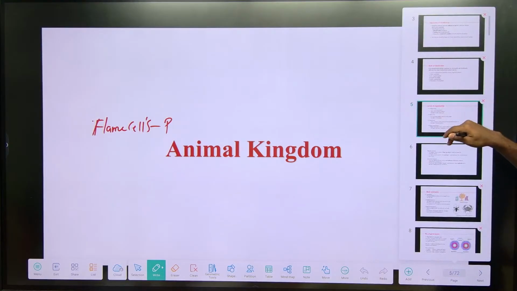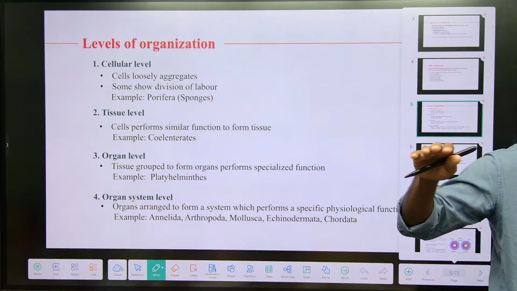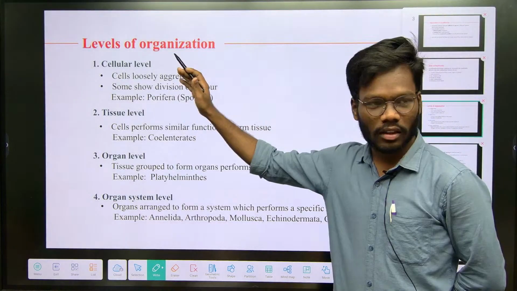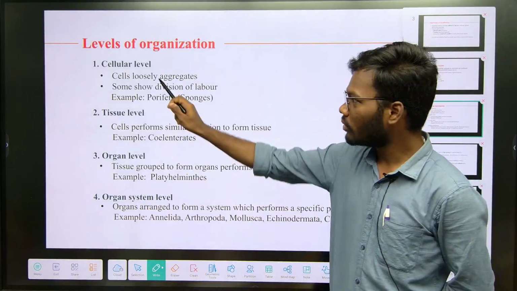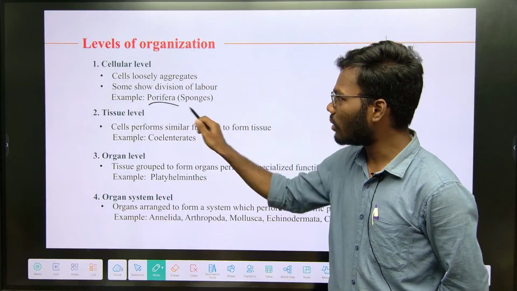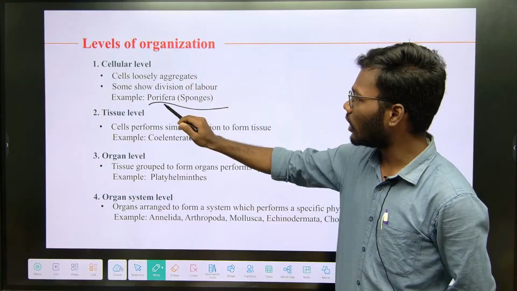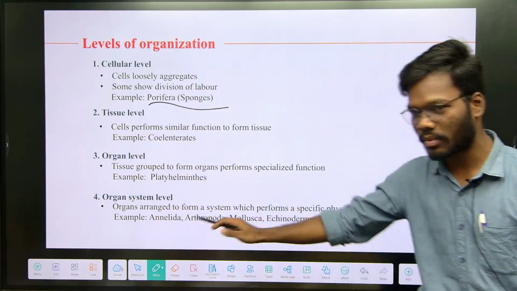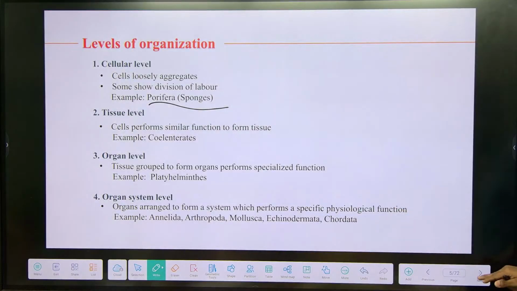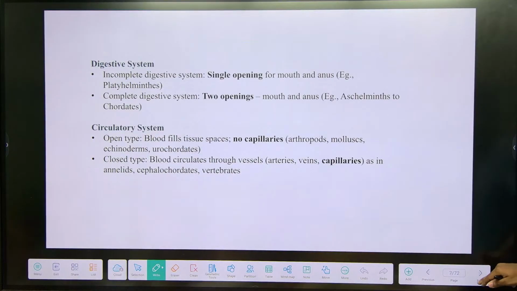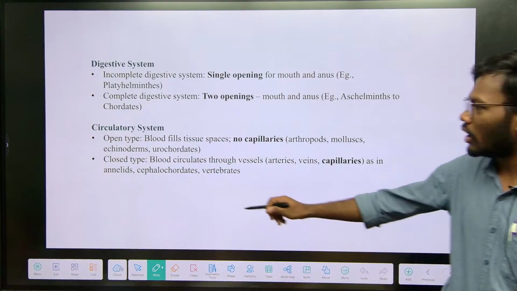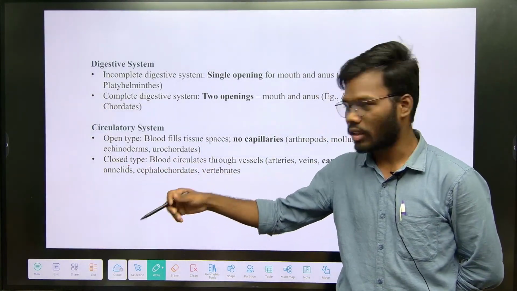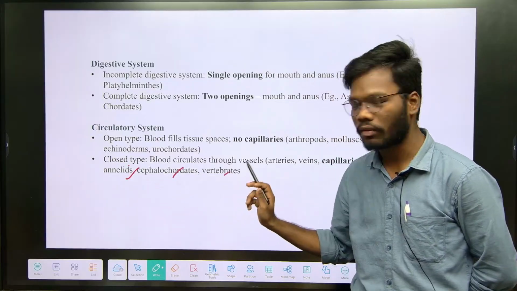I will revise what is important to remember from the examination point of view. In the levels of organization, you have to remember each level and its example. Cellular level is Porifera, tissue level is Coelenterata, organ level is Platyhelminthes, organ system level is Annelida to Chordata. Also important is the closed type of circulation: Annelida, Cephalochordata and vertebrates.